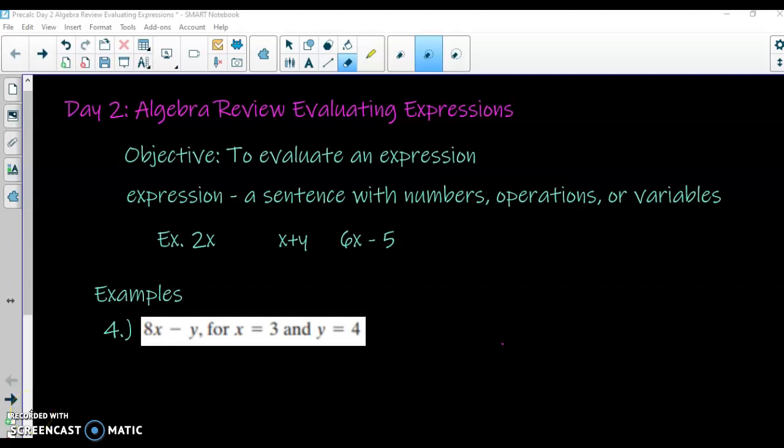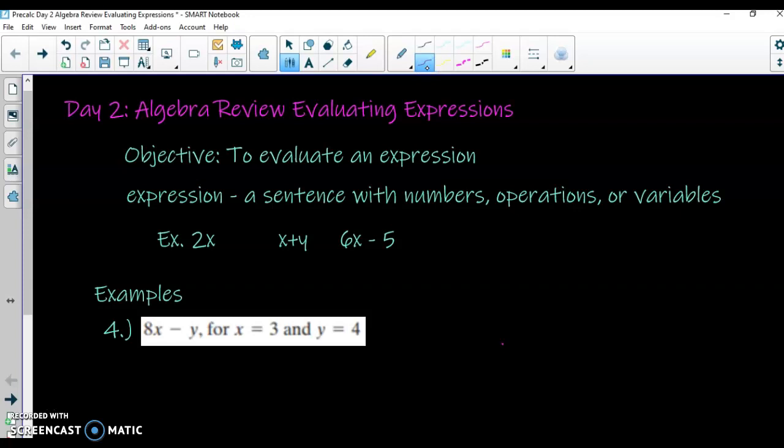Hello guys, we're going to end up looking at day 2 of reviewing algebra, evaluating expressions. So our objective is to evaluate an expression. The definition of an expression is a sentence with numbers, operations, or variables. I've given you 3 different types of examples.